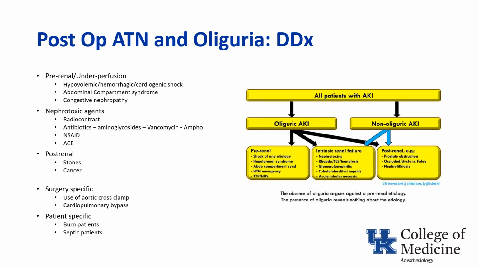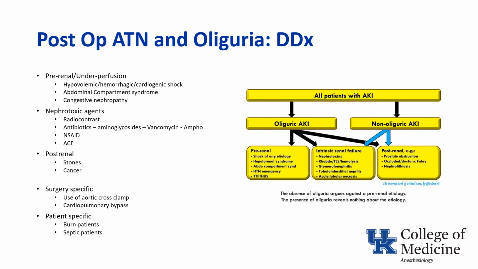Direct injury to the kidneys, nephrotoxic agents, radiocontrast, which we'll talk about in a second, but antibiotics, specifically your aminoglycosides, vancomycin, and amphotericin can lead to direct kidney injury. NSAIDs and ACE inhibitors can injure your kidneys by vasodilating those efferent arterioles that we saw earlier. And then post-renal causes basically anywhere along the tract, right? So oftentimes we think about stones and cancer or prostate hypertrophy causing post-renal issues.